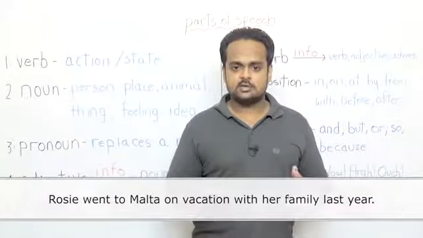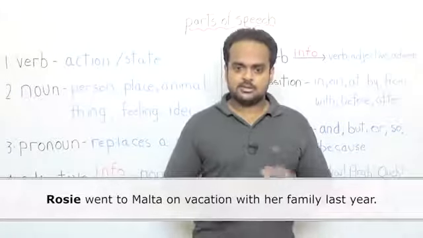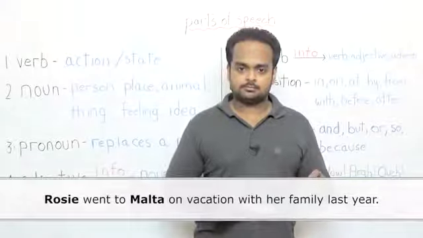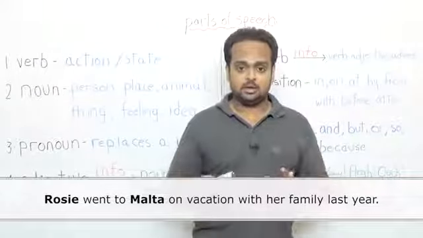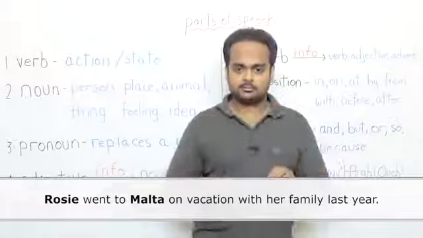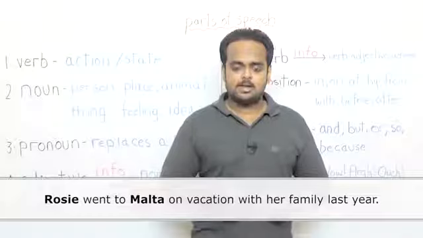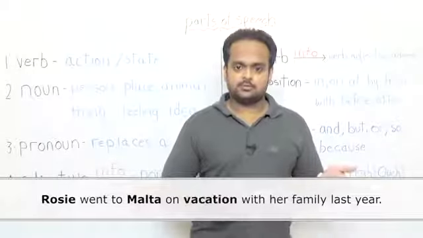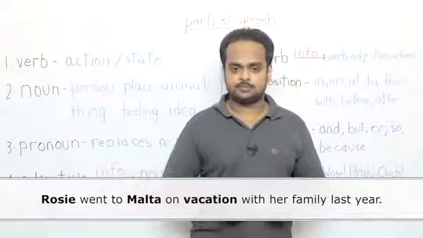Well, the first noun is Rosie. It's the name of a person. The second noun is Malta. Malta is the name of a place. It's actually a beautiful, small little island country in Europe. Okay, so Malta is a place. The next noun is vacation. Vacation is the name given to a type of trip that people take.